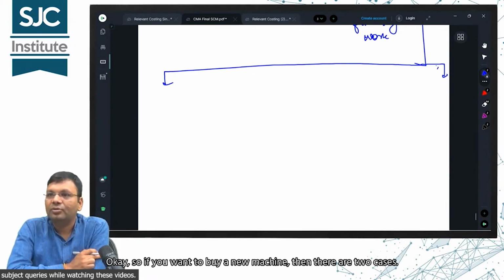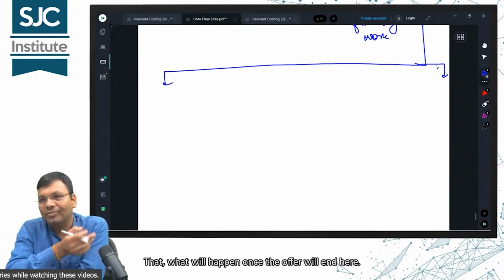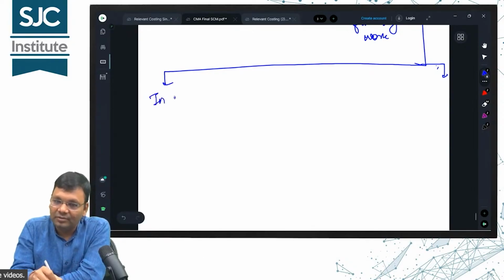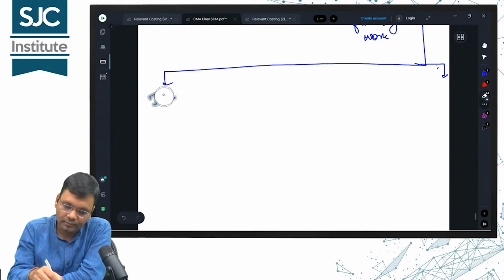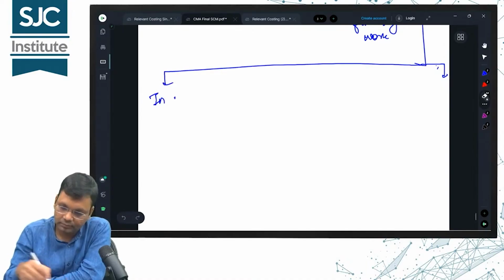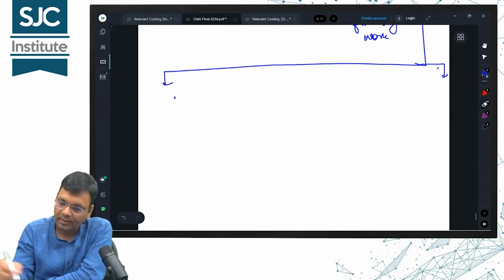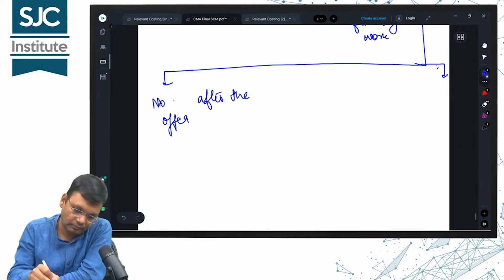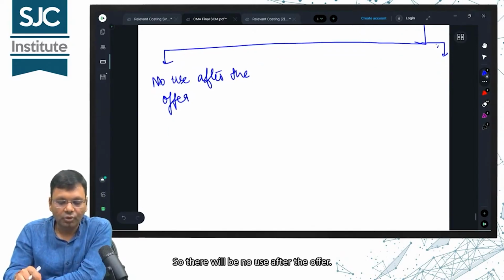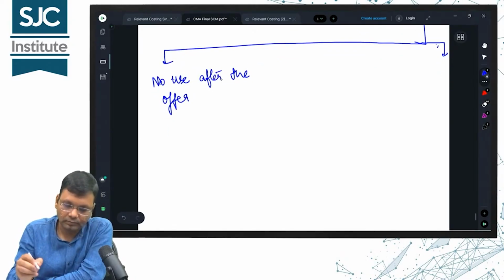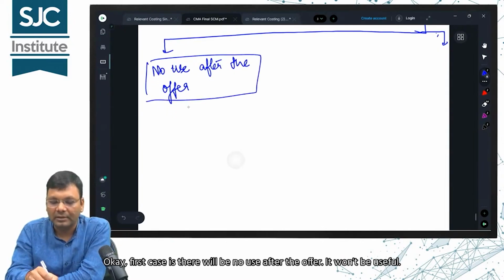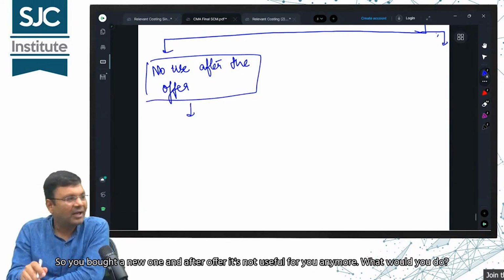So if you want to buy a new machine, then there are 2 cases: what will happen once the offer ends. The first case is no use after the offer. After the offer, no such use is there for it. It won't be useful. So you bought a new one and after the offer it's not useful for you anymore.